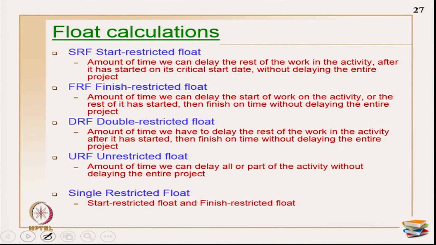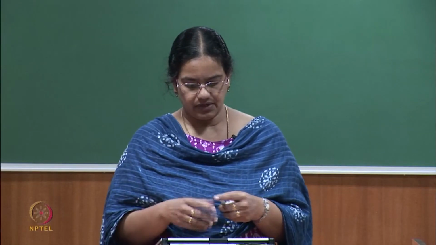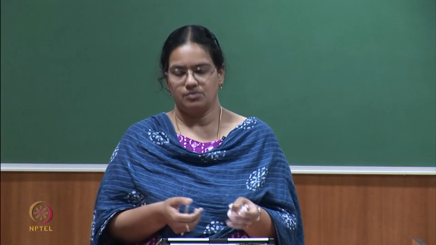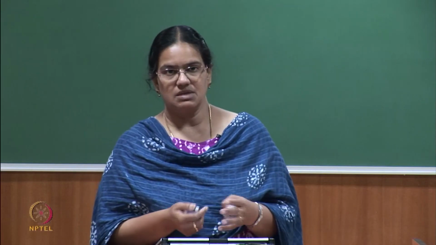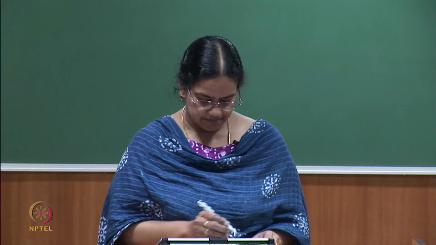Okay. The next is URF, unrestricted float, the amount of time we can delay all or part of the activity without delaying the entire project. This is primarily the complete float on the activities, which you can get with the help of URF. The next is single restricted float. You have start restricted float and finish restricted float, and both together you can call single restricted float. Okay. The way calculations are done is a little different from how you do it, but otherwise you get similar results, as I told you earlier.